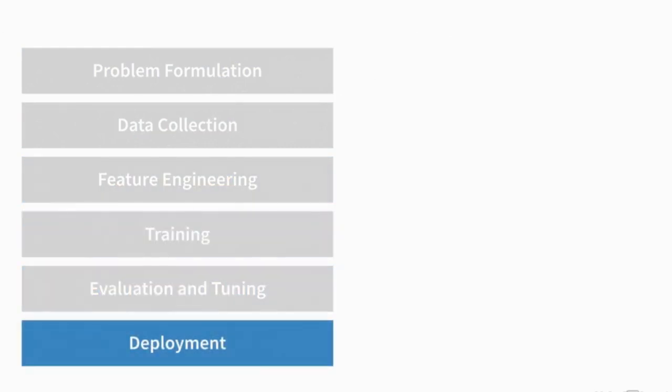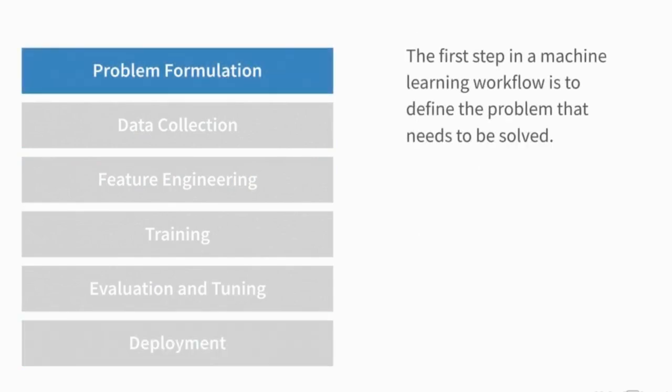The first step in a machine learning workflow is to define the problem that needs to be solved. Identify the business or research problem that the machine learning model will address, as well as the data and resources required to solve the problem.